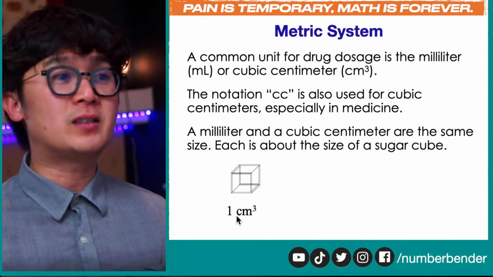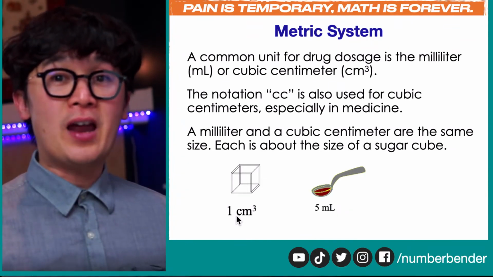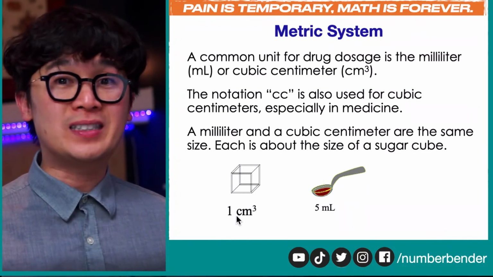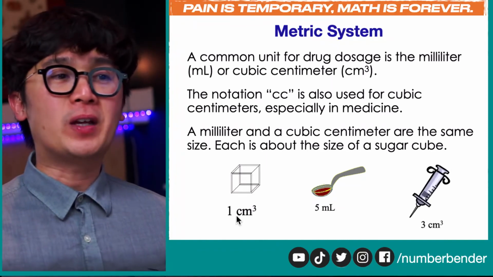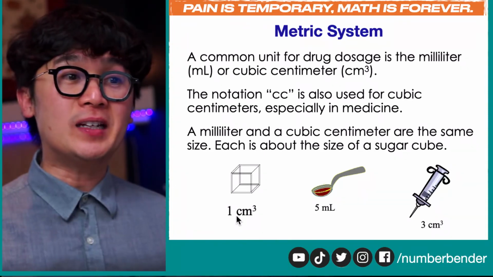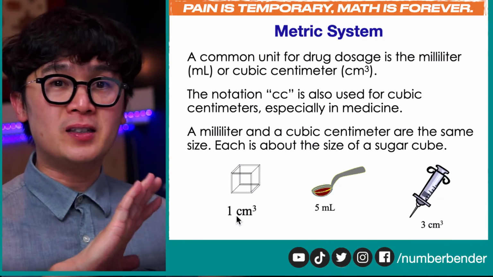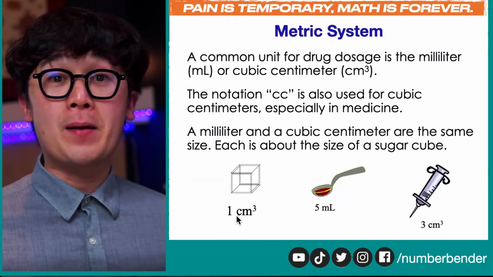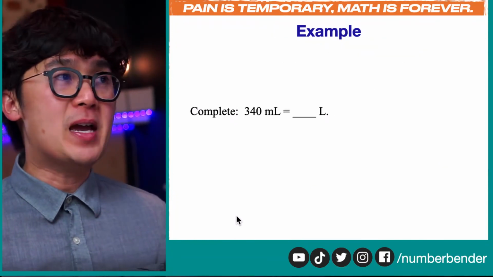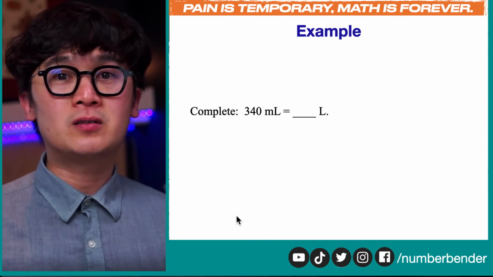So we have 1 cubic centimeter, which is similar to 1 cube of sugar, and 5 ml is similar to about 1 teaspoon. And we have cm cubed, or when we are using a syringe, we are using cubic centimeters to measure its content. So these are some of the many examples that we can use to visualize this type of unit of measurement. So let's go ahead and convert 340 ml to liters.